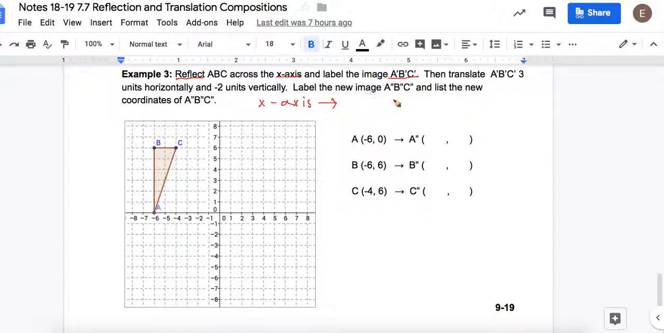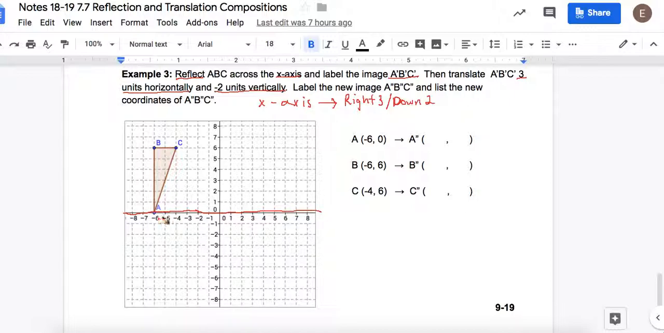Then draw your arrow. Then translate A prime, B prime, C prime 3 units horizontally and -2 units vertically. So 3 units horizontally is going to be right 3 because it's +3. And then we'll do a little slash here. -2 units vertically, we're going to go down, down 2. And then we're going to label the new image A double, B double, C double, and list the new coordinates. So we first have to reflect over the x, then we're going to translate. So let's trace the x. That's the first thing we're doing here.